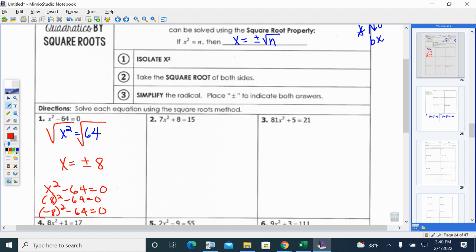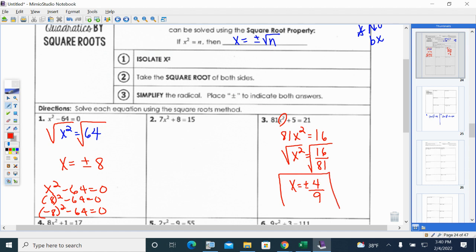All right, let's look at number 3. Number 3 says 81x squared plus 5 is equal to 21. So the first step here is to take the x squared term and get it by itself. We want to subtract the 5. 21 minus 5 is 16. Then we're going to divide by the 81. Now this one's going to be a fraction, but don't freak out yet. When we square root both sides of this equation, we get x equals, the square root of 16 is 4, the square root of 81 is 9, and don't forget the plus minus, and there's your solution for number 3.